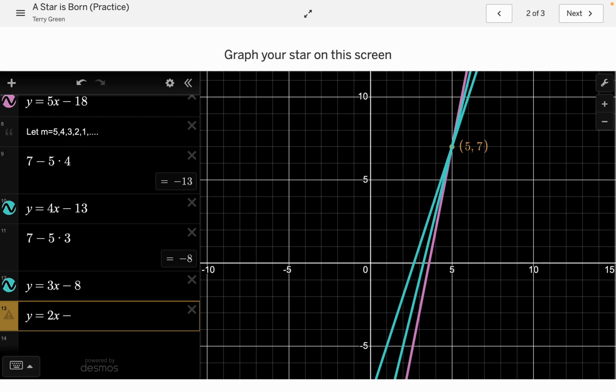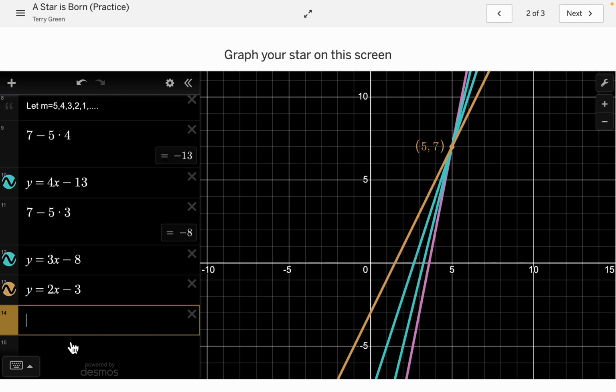If I look at my y-intercept, I went from negative 18 to negative 13, and then I went from negative 13 to negative 8. So that means I'm going up by 5 every time. So if I add 5 to negative 8, I should get a negative 3. And if I put in a negative 3, look, it went through the point, and that lets me know it's right.